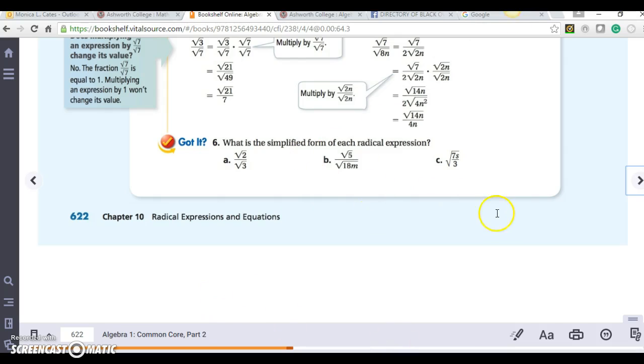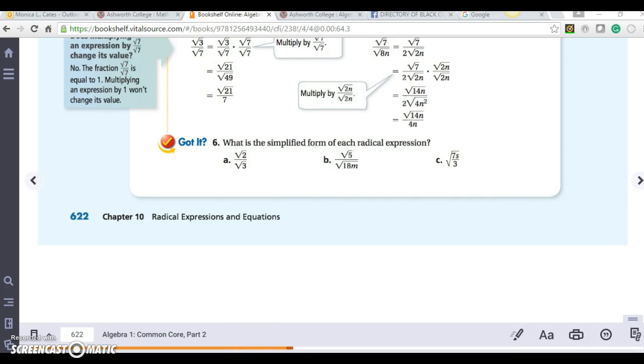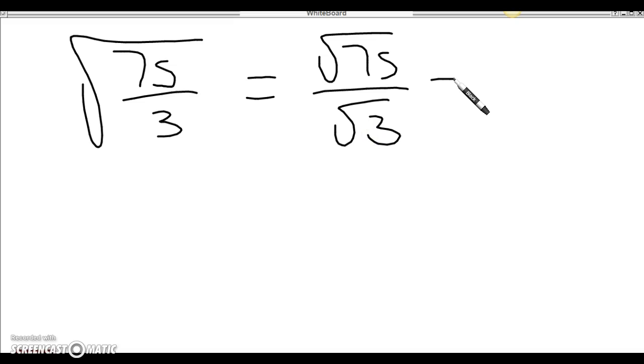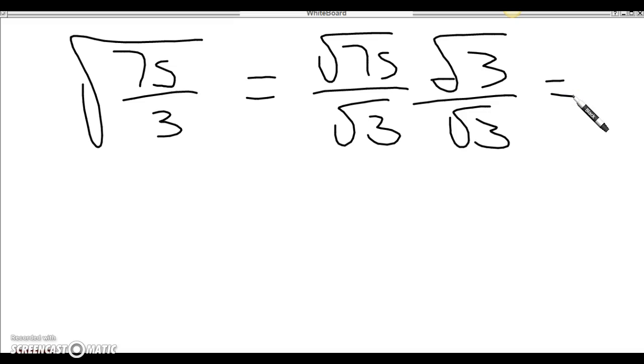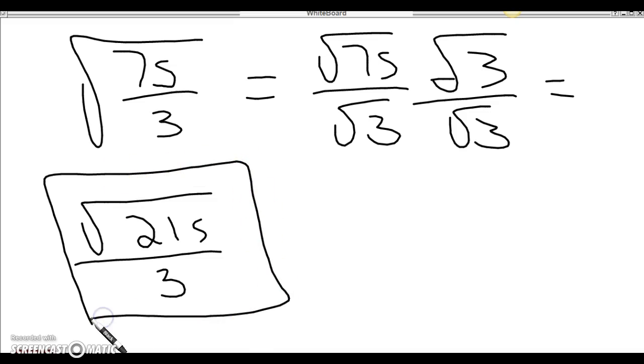The last problem, the square root of 7s over 3. And so I get the square root of 7s over the square root of 3. So I'm going to multiply both sides, both top and bottom, by the square root of 3. And I get the square root of 21s over 3. I hope this helps.